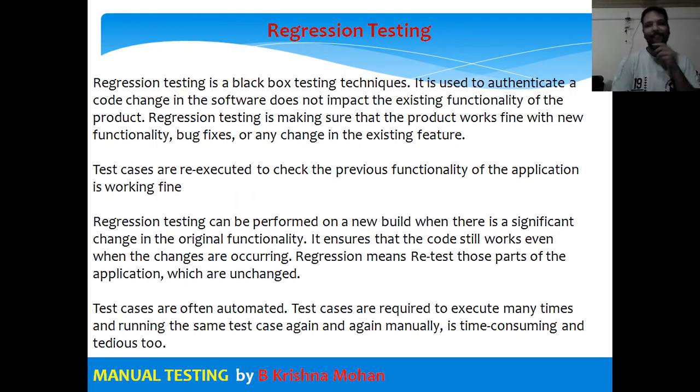Okay, see the definition. Regression testing is a black box testing technique. Only testers can do it. Developers will not do any regression testing. This is used to make sure that a code change in the software does not impact the existing functionality of the product. Regression testing is making sure that the product works fine with the new functionality or bug fixing or any change in the existing features.